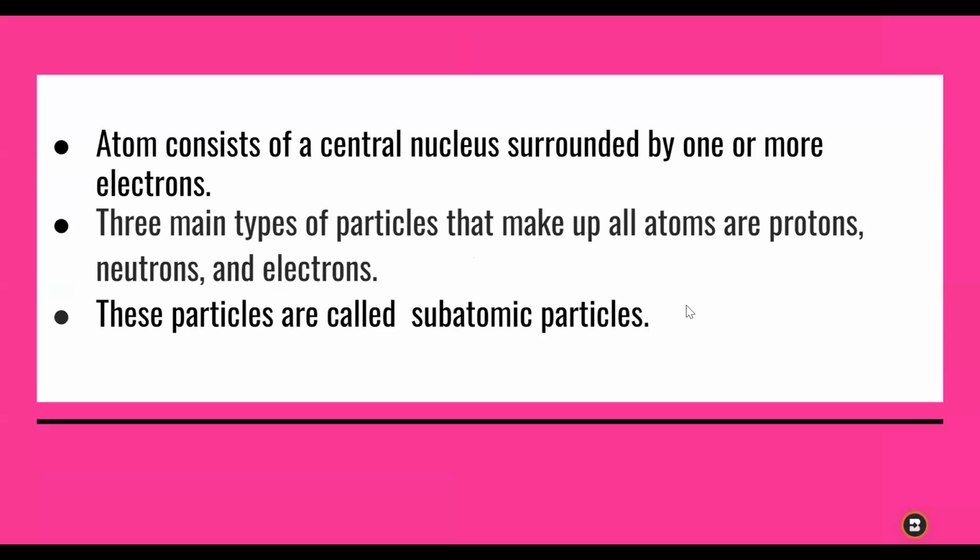An atom consists of a central nucleus surrounded by one or more electrons. The three main types of particles that make up all atoms are protons, neutrons, and electrons. These particles are called subatomic particles. Let us look at the characteristics of these subatomic particles.